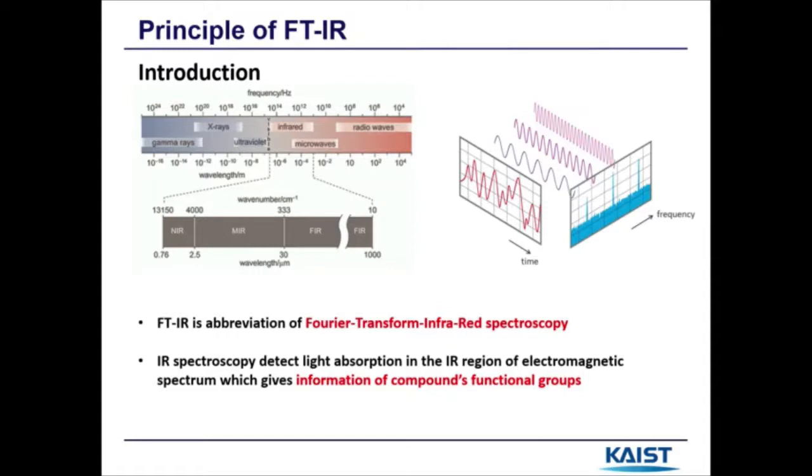IR radiation is passed through a sample. Some of the infrared radiation is absorbed by the sample, and some of it is passed through. IR spectroscopy detects light absorption in the IR region of the electromagnetic spectrum, which gives information about the compound's functional groups.